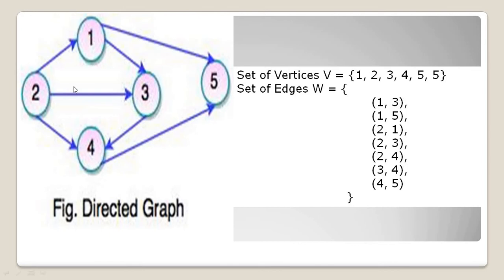For this example, the set of vertices is 1, 2, 3, 4 and 5, and the set of edges includes the directed edge from 1 to 3, as well as 1 to 5, 4 to 5, 3 to 4, 2 to 3, 2 to 1 and 2 to 4. So this particular graph we are going to call a directed graph.